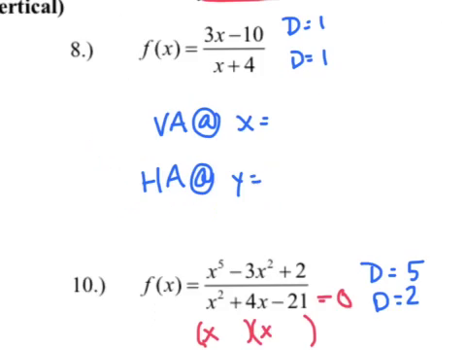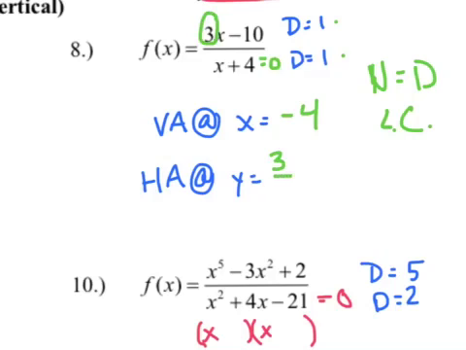On number 8, I'm going to set the denominator equal to 0. So my answer is x is equal to negative 4 for vertical. My degree in the numerator is 1. My degree in the denominator is 1. So since my numerator is equal to my denominator, I'm looking at the leading coefficients to determine horizontal asymptote. So I have a horizontal asymptote at y is equal to 3 over 1. So my answer is y is equal to 3.